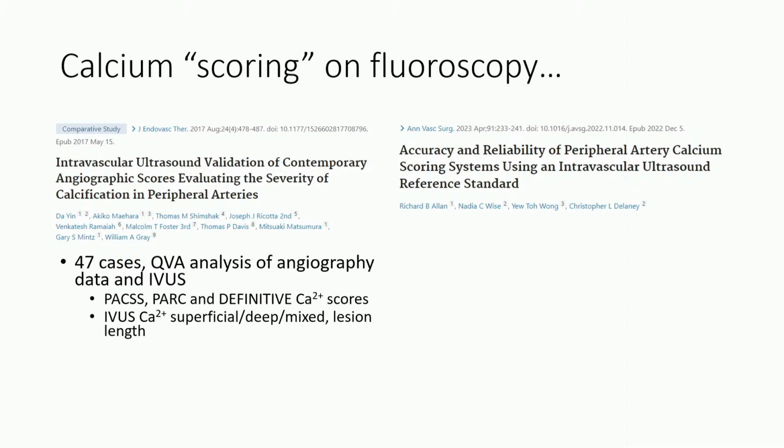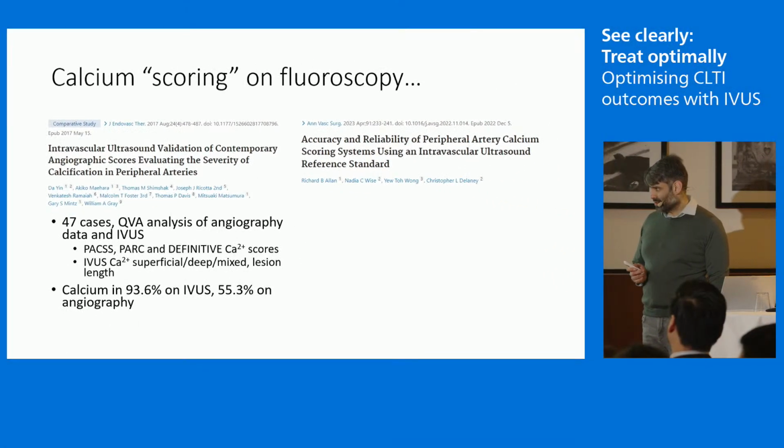PAX has probably come out as the winner that most people use now, but PARC and Definitive calcium scores were used in pretty big atherectomy trials over the last 10 years. IVUS was used for looking at calcium, whether it's superficial, deep, mixed plaques, lesion length, etc. They found that in 94% of cases, they found calcium on IVUS, whereas only 55% of cases on angiography.